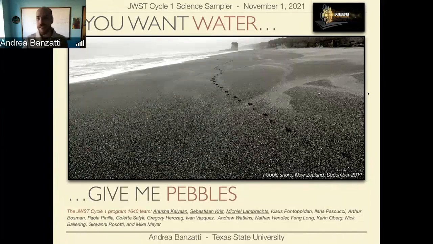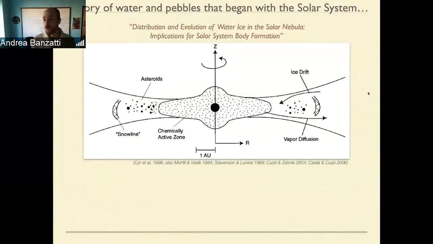So let me start from one of the early works that identified the fundamental role for the distribution and transport of water in the solar nebula. Here you see a cartoon from a paper in 1998 showing a section of the solar nebula. This is our sun. This is a spinning disk of gas and dust around the sun.